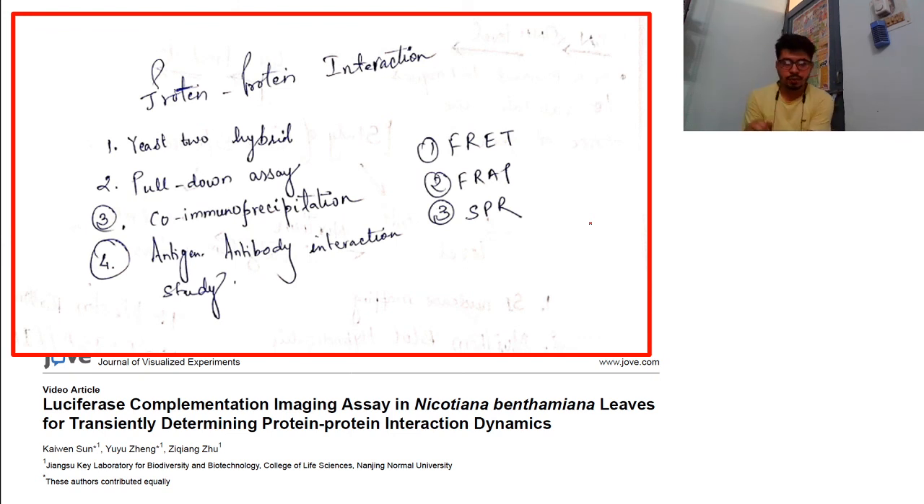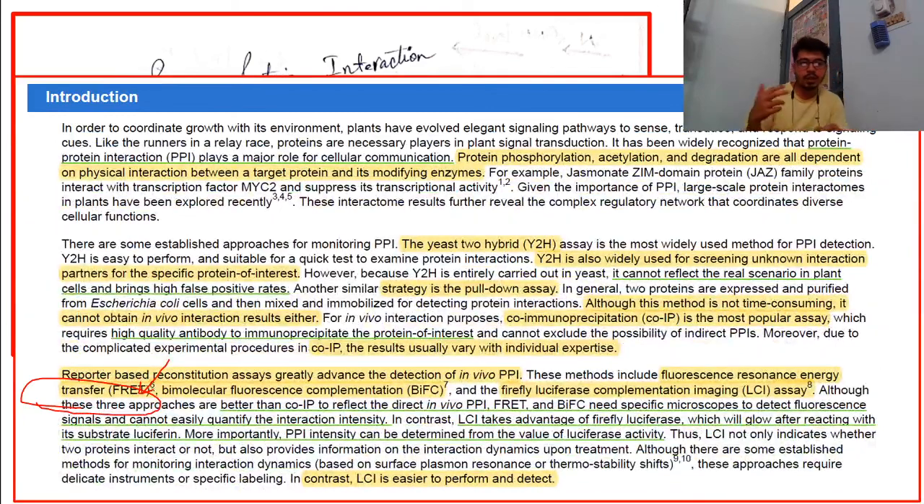Okay, so luciferase is again a very important molecule. It again works as a reporter molecule. This is the luciferase complementation imaging assay, called the LCI assay. LCI is the short form of luciferase complementation imaging assay, because this is an in vivo technique for transiently expressing a particular protein's interacting partners. I will discuss it a lot in subsequent slides.